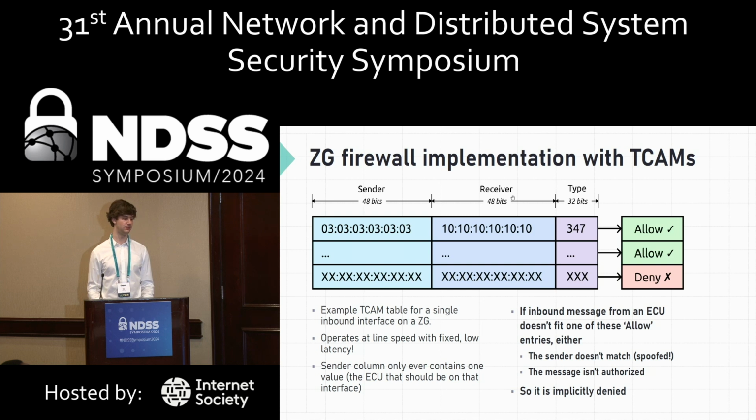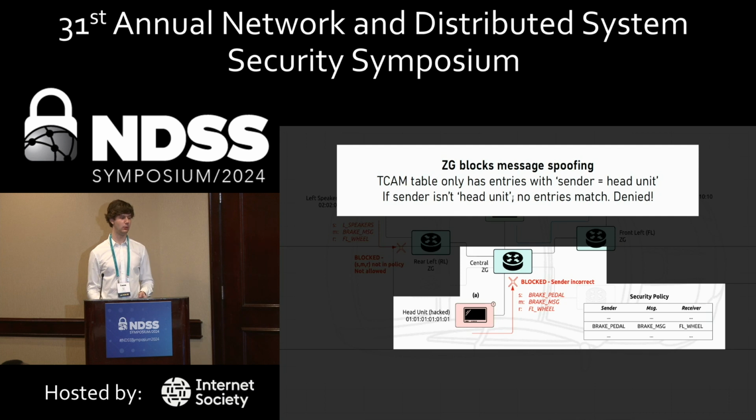So, for example, on a single interface with the ECU connected to it, if a message comes in, we just check, does it match one of these entries? So I'll give you an example. We can use this to block message spoofing, because let's say the head unit gets hacked by the attacker and wants to send a message, but pretending it's the brake pedal with a false sender value. Well, the TCAM table on that zonal gateway, you can configure it so it only has allow entries where the sender is the head unit. So when this spoofed message comes in with a false sender, it just doesn't match any of the allowed entries, and it's blocked, basically automatically.